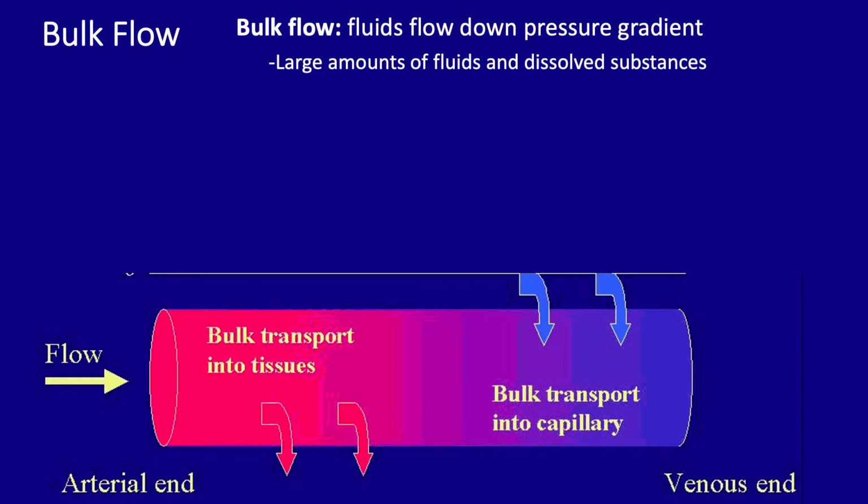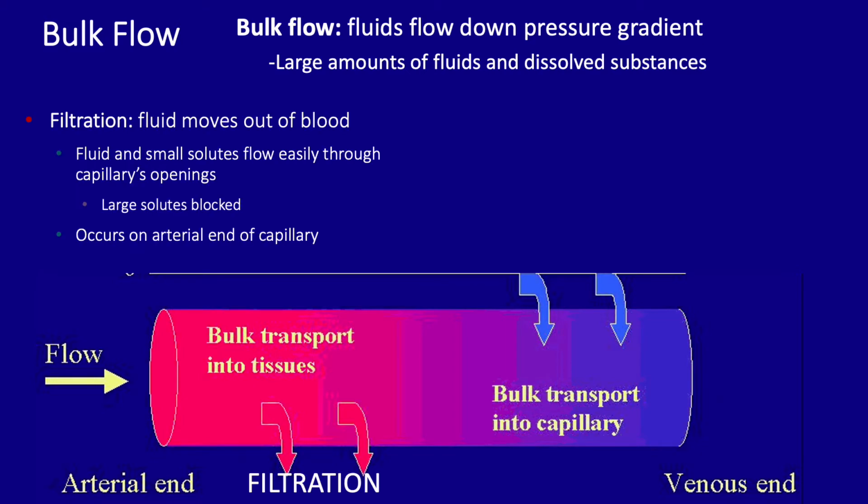Now, with bulk flow, the first event we see is filtration. Okay? And this occurs on the arterial end of a capillary. So here we have a capillary, right, the length of it. We have an arterial end, and we have a venous end. Filtration is the movement of fluids via bulk flow out of the blood.